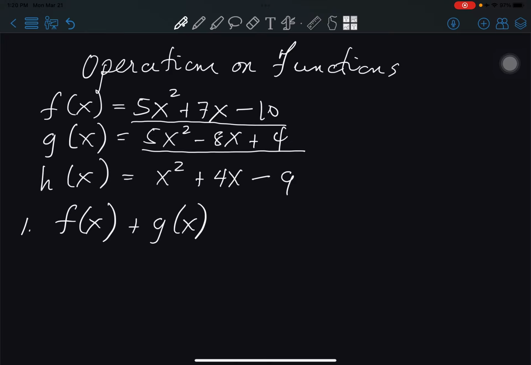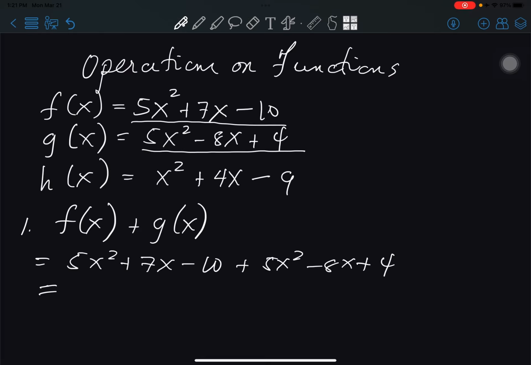Now, we are going to combine both. So this will become now, f of x will be replaced by 5x squared plus 7x minus 10. Then plus the other function, g of x, 5x squared minus 8x plus 4. To find out the sum of f of x and g of x, we are just going to combine similar terms. And we all know that similar terms or like terms are terms with the same literal coefficients.